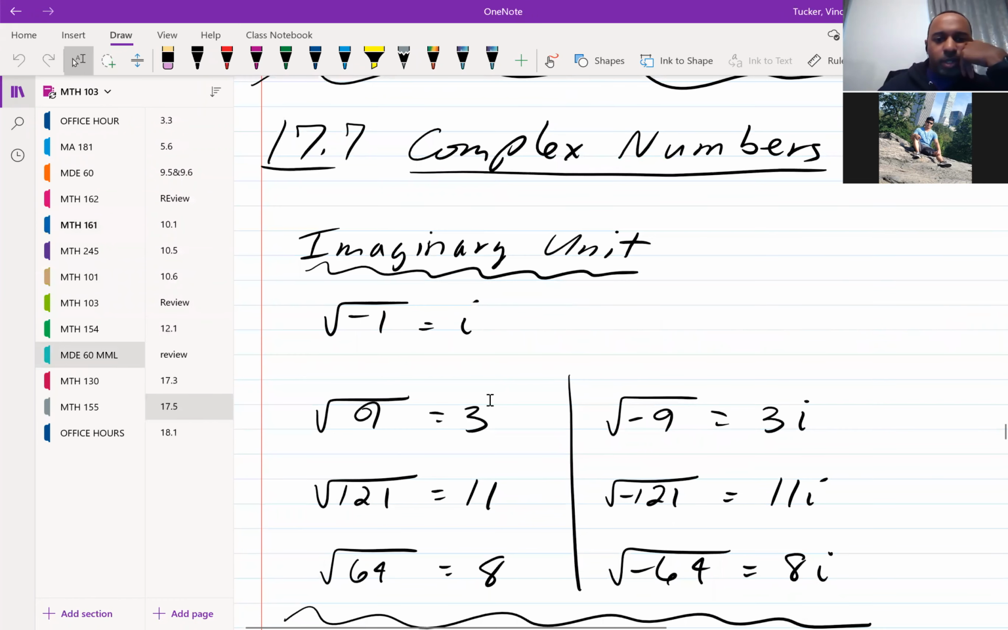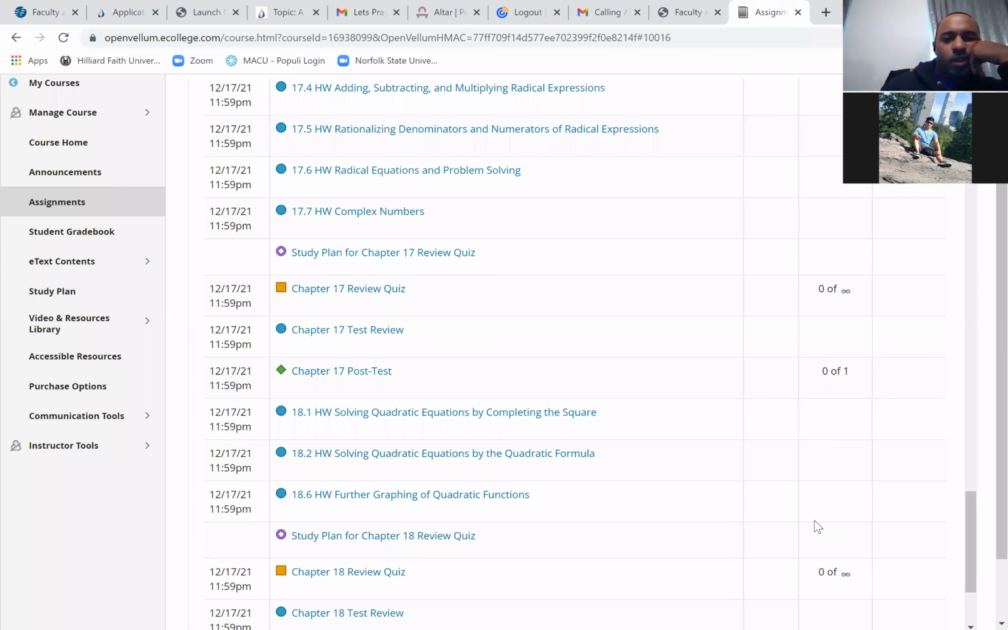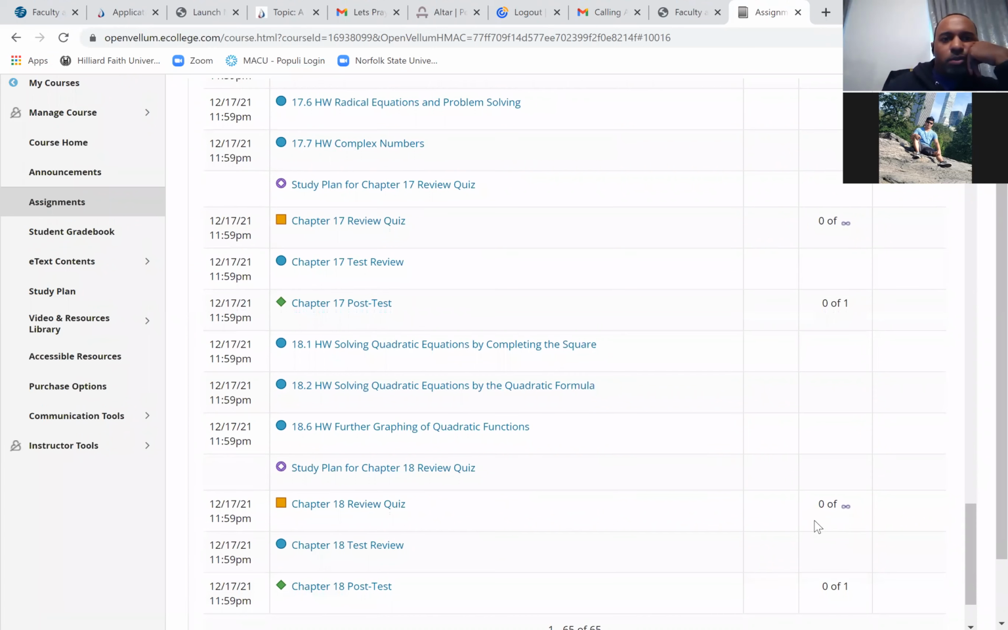All right. So we have, well, let me do this. Where's my page? Hold on, guys. All right, so we are right here, 17.7 today. And then from there, we have 3 more sections.